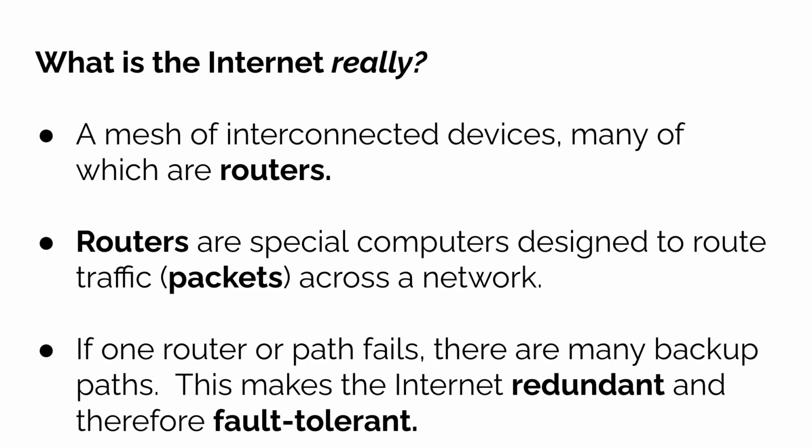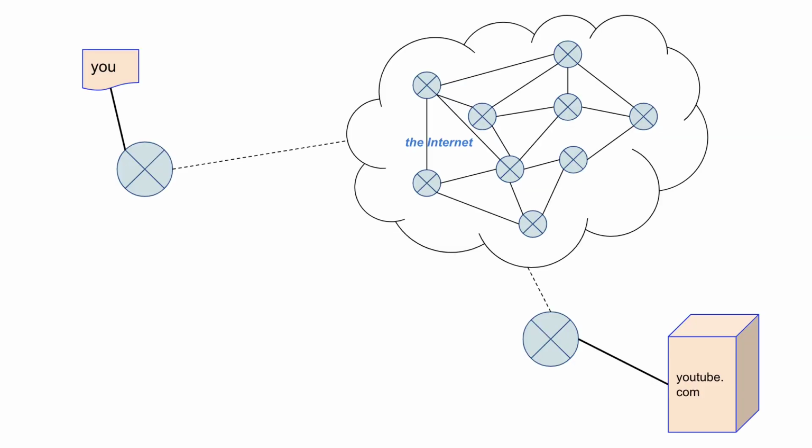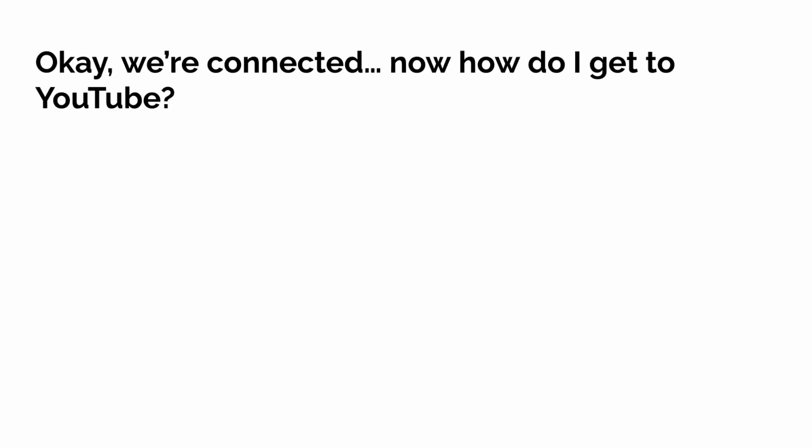The other thing to note is that if one router or path fails, there are many backup paths. This makes the internet redundant and therefore fault tolerant. So if one particular connection here breaks, there are plenty supporting connections to make sure that traffic gets where it's going. Okay, so what's next?